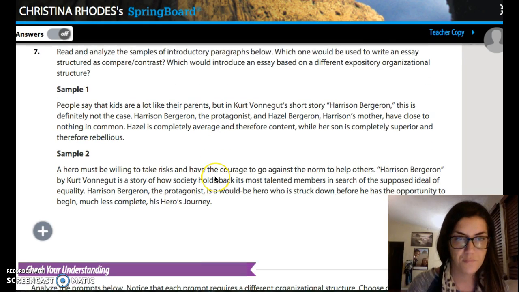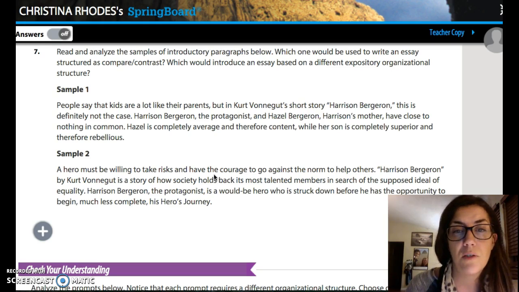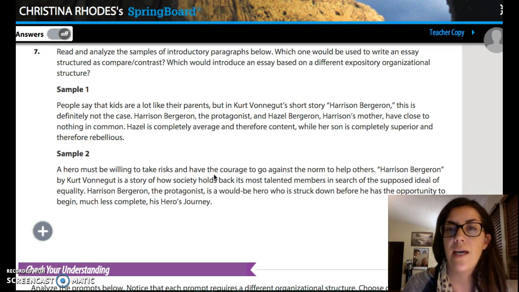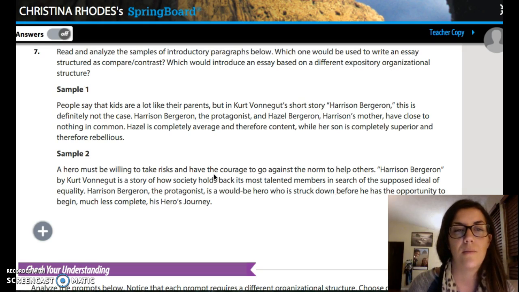Here we go. Number 1. People say that kids are a lot like their parents, but in Kurt Vonnegut's story, Harrison Bergen, this is definitely not the case. Harrison Bergen, the protagonist, and Hazel Bergen, Harrison's mother, have close to nothing in common. Hazel is completely average and therefore content, while her son is completely superior and therefore rebellious. Okay, please label this either compare and contrast or a different expository organizational structure.